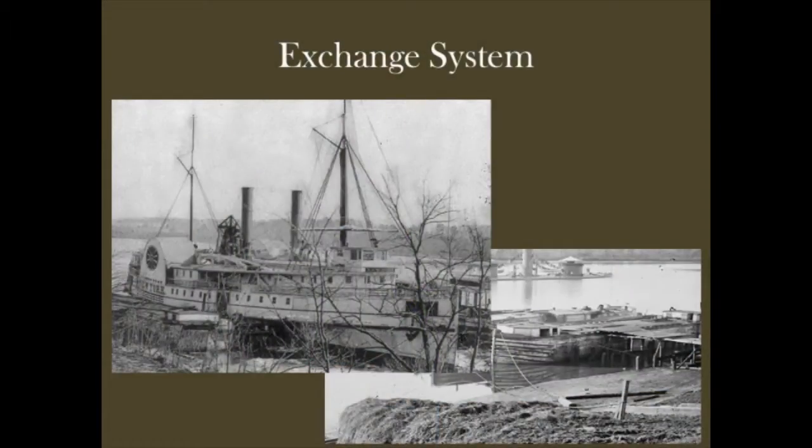So the whole idea of an exchange system came into effect, and this exchange system operated at Aiken's Landing. This is a photograph from the Library of Congress of Aiken's Landing on the right-hand side, and the steamboat that was used to ferry the exchange prisoners across the James River at Aiken's Landing.